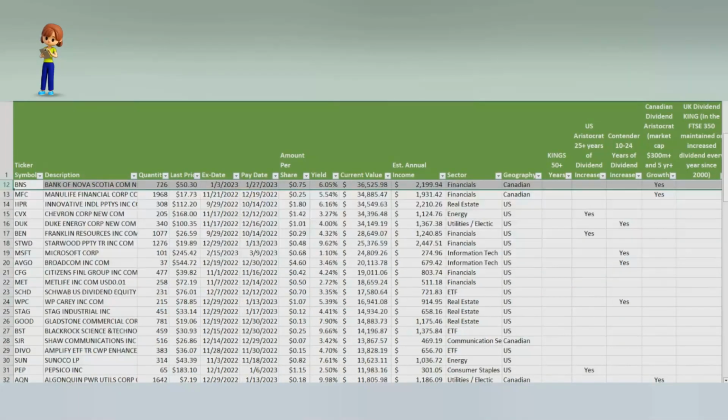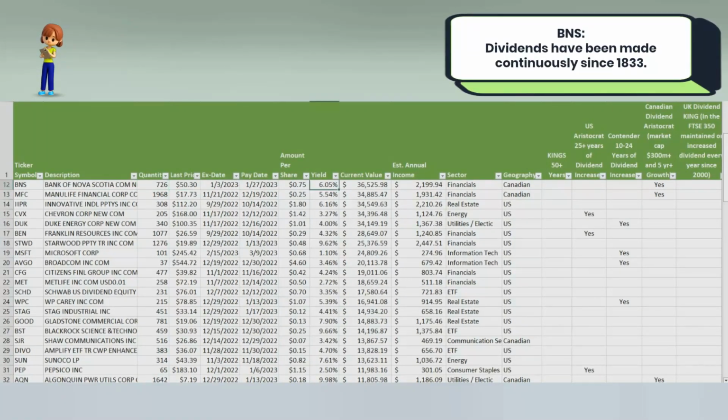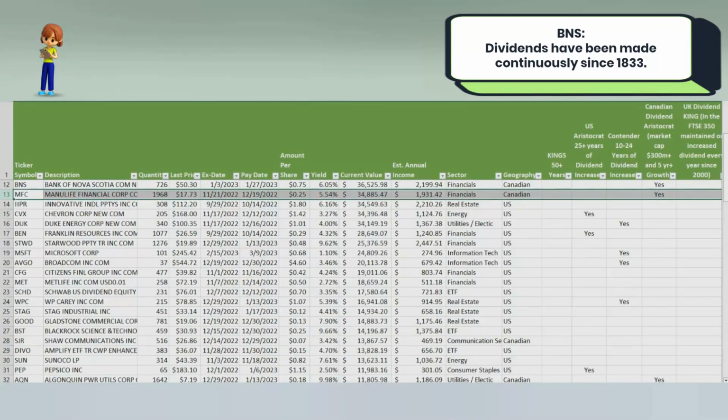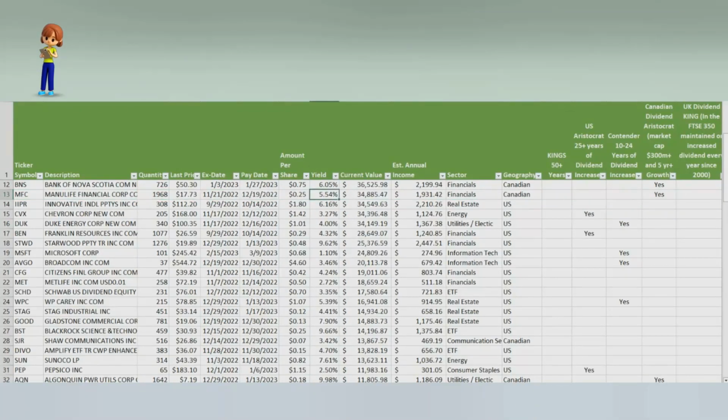So let's move on. The next position I have is BNS, and with 726 shares and a nice 6% yield, BNS is delivering almost $2,200 a year. Manulife, the insurance company, is my next position, and I'm approaching 2,000 shares here. With a 5.5% yield, I'm getting about $1,930 from Manulife.